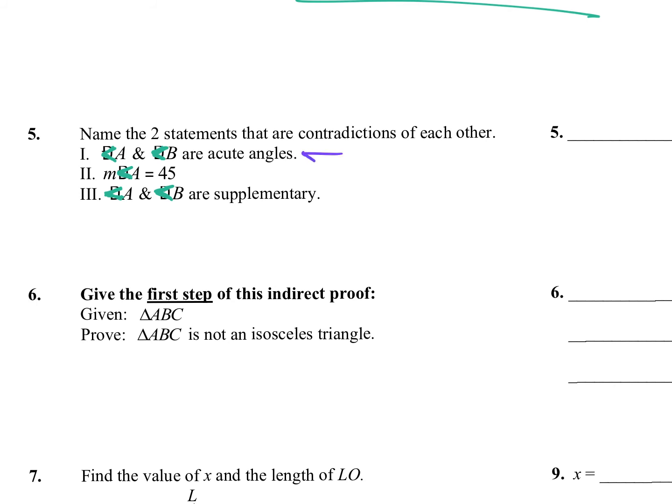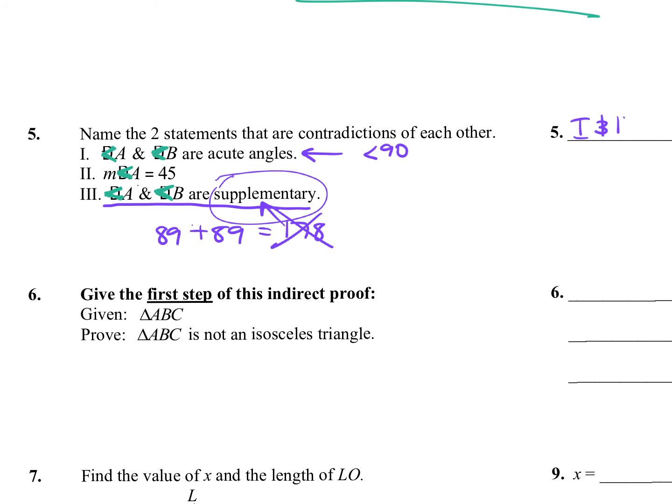So this one says these 2 angles are acute. What does it mean to be acute? Less than 90, okay? Can you have 2 angles that are less than 90 that add up to 180? No. The biggest they could be, if we're talking whole numbers anyway, would be 89 and 89, and that will only equal 178, which is not supplementary, right? So 1 and 3 are contradictions, okay?